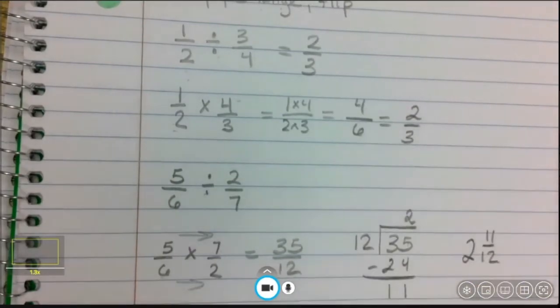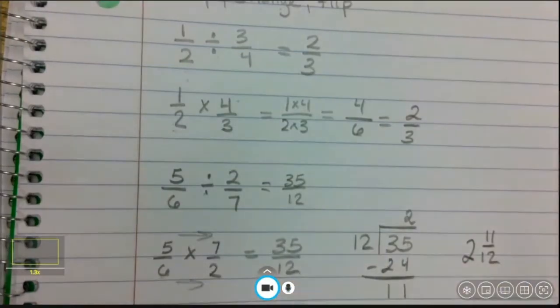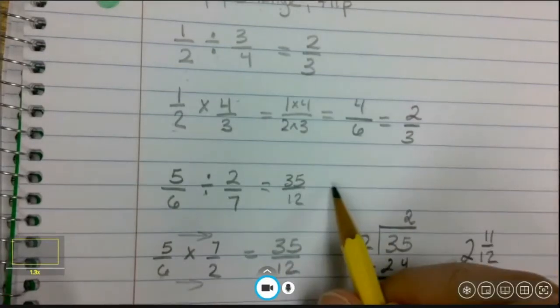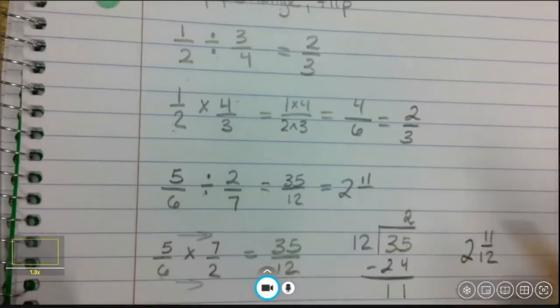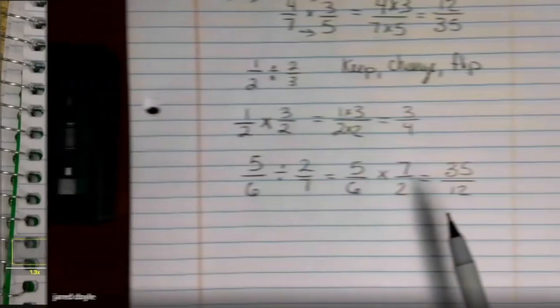So in algebra, you're more than likely going to just write this as 35 over 12, because you're going to be used to seeing them as improper fractions. In your 6th and 7th grade classes, more than likely, they're going to want you to write that as a mixed number, which would be 2 and 11 twelfths, right? And that's the pretty simple form of multiplying and dividing fractions.